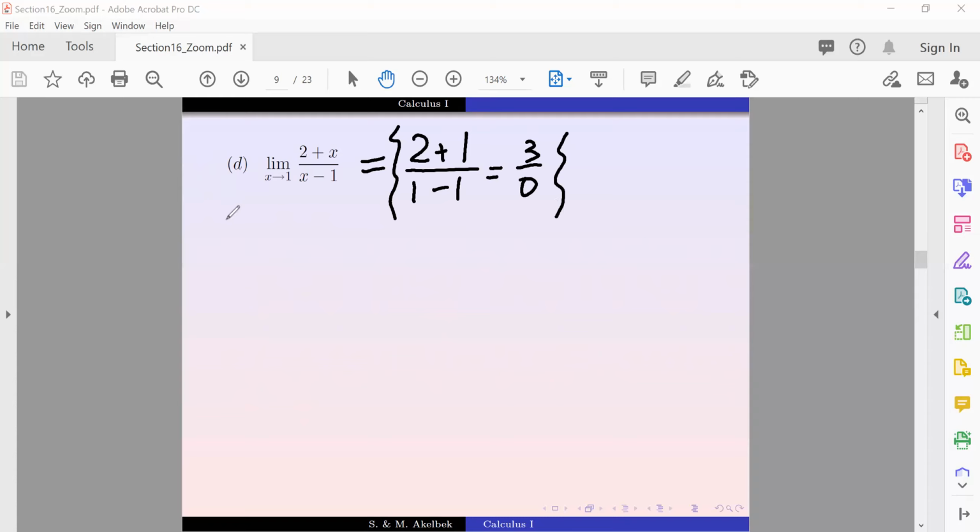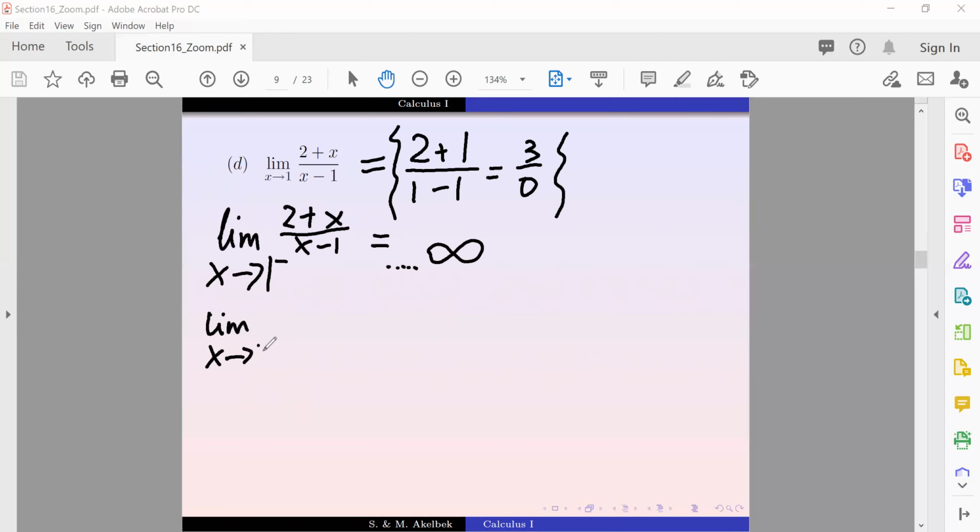So we do need to consider the left side limit, limit as x goes to 1 from the left. Copy the function, 2 plus x over x minus 1. And we do know it's infinity. We only need to figure out whether it's positive or negative infinity. Then we also consider the limit as x goes to 1 from the right side, 2 plus x over x minus 1, which is also going to be infinity, but we need to figure out whether it's positive or negative infinity.